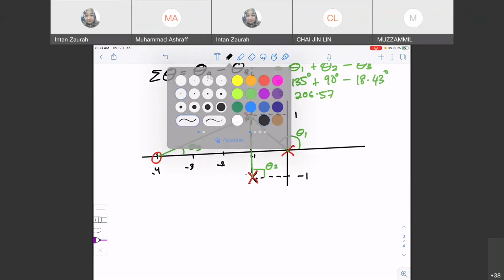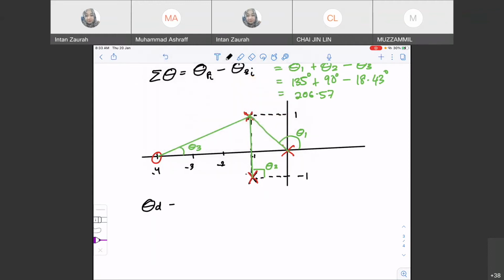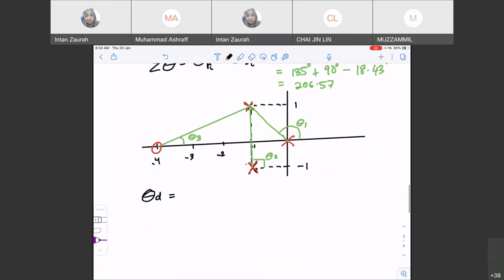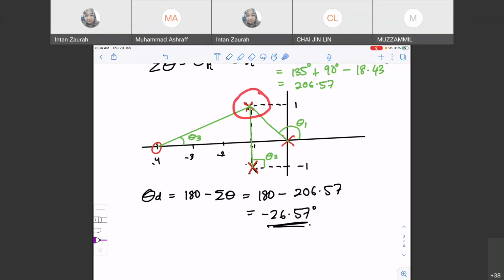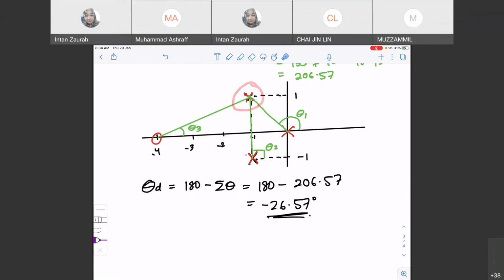Your angle of departure is given by apa? 180 degrees minus that. Minus 26.57 degrees. Okay, so how to plot this angle of departure? This angle of departure happens on your poles, on your positive poles, okay, because you calculated from the positive pole just now, isn't it? So it will happen on your positive poles, okay?